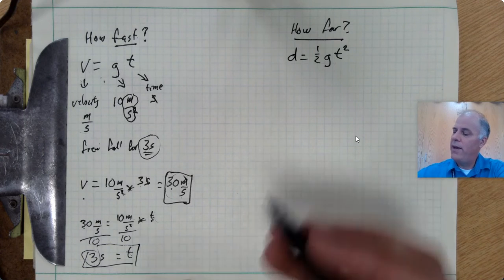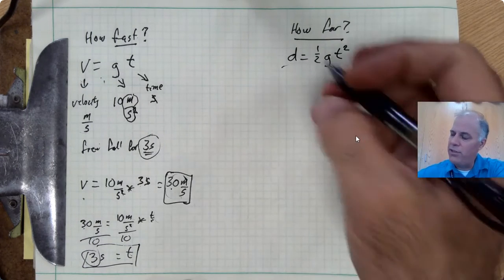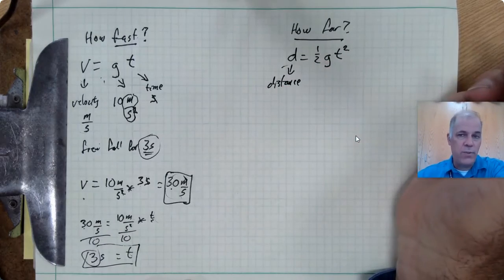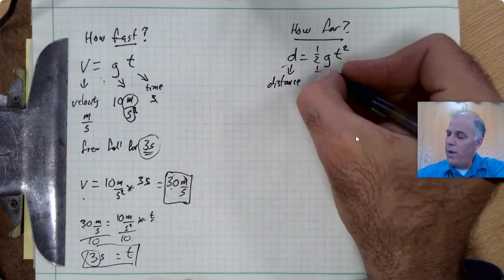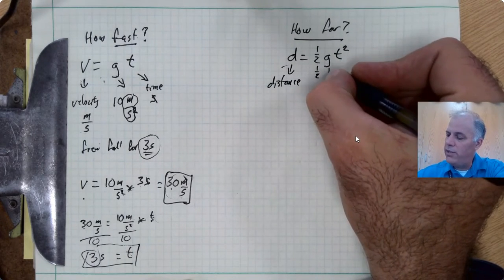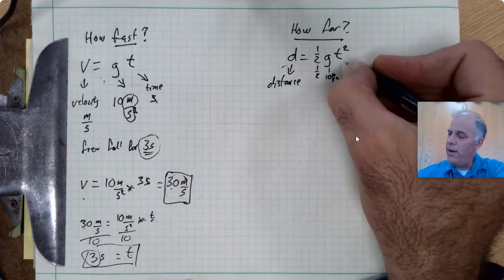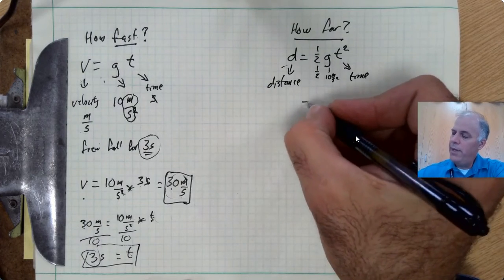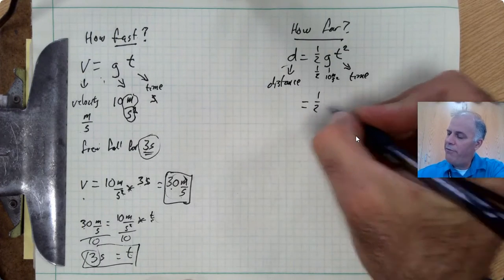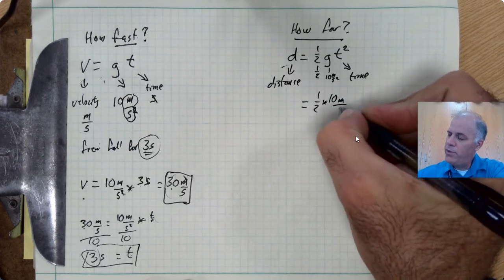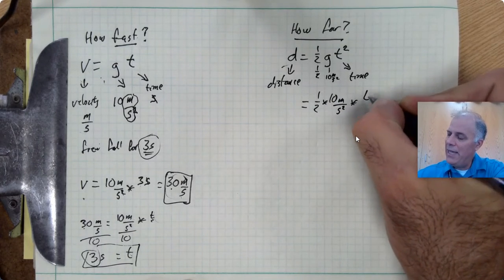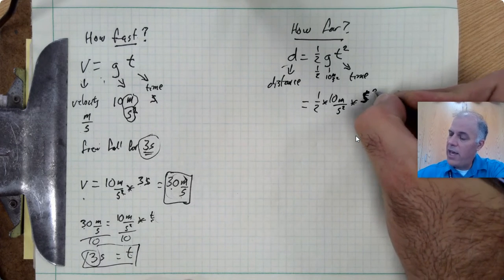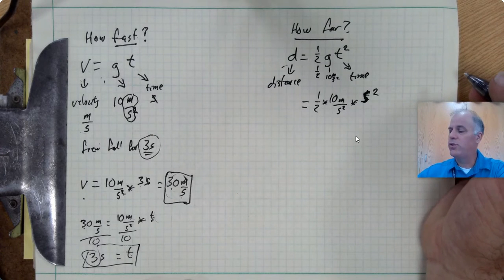Once again, we want to define the variables. d is distance. That's the distance that it's fallen, and that's what we're trying to figure out. 1/2 is just a 1/2. It's always 1/2. g, as you recall, is always 10 meters per second squared, and t is the time. So that means we have 1/2 times 10 meters per second squared times t seconds, and that's got to be squared. We have to remember to square the seconds.